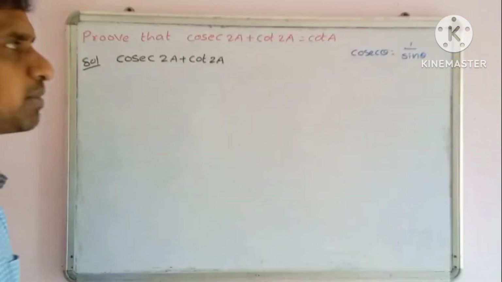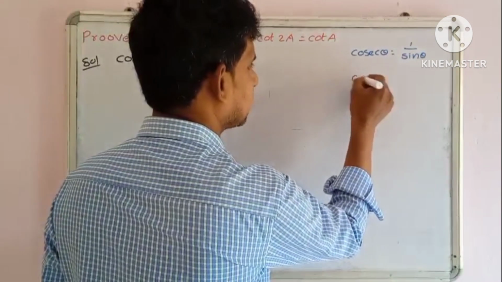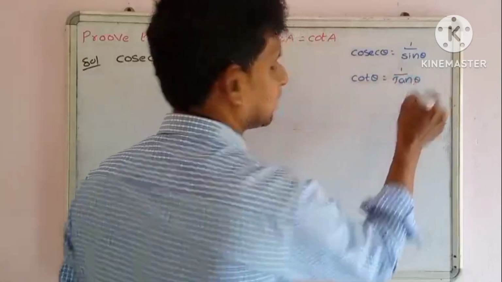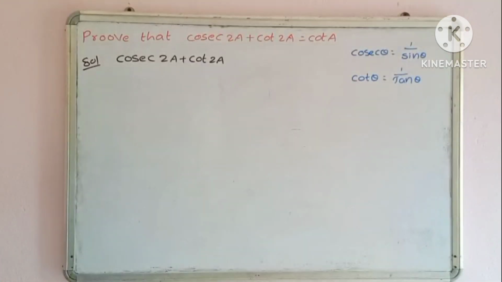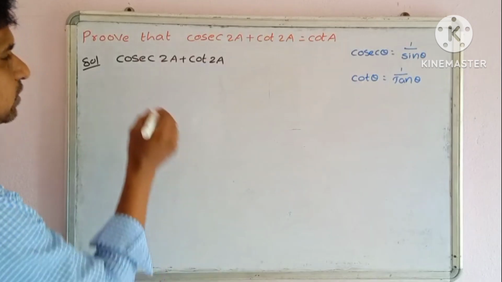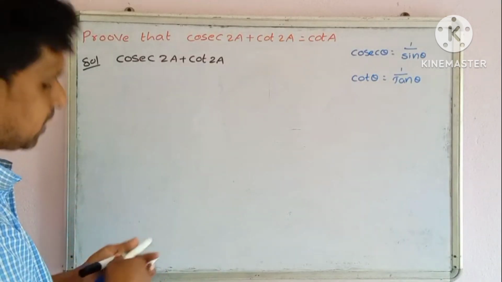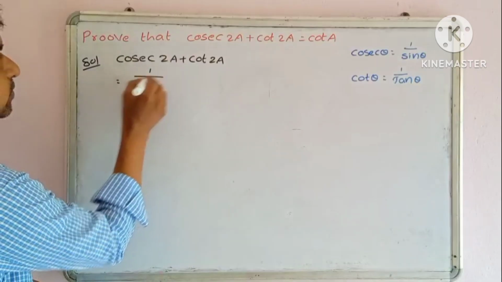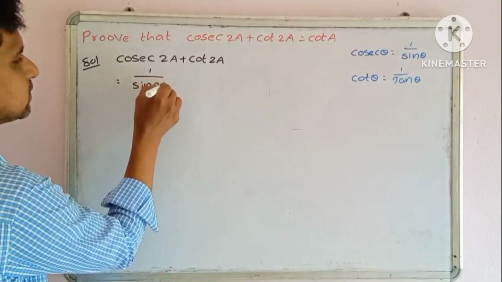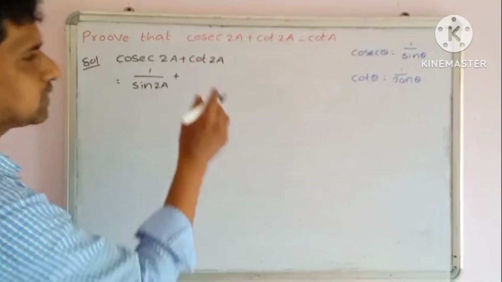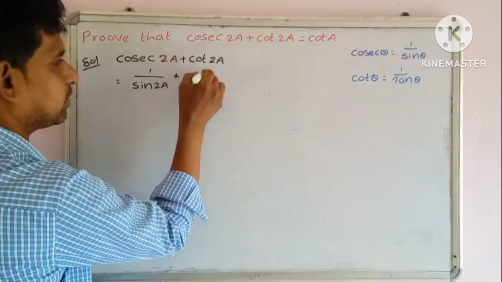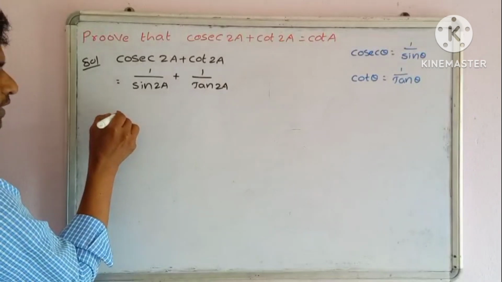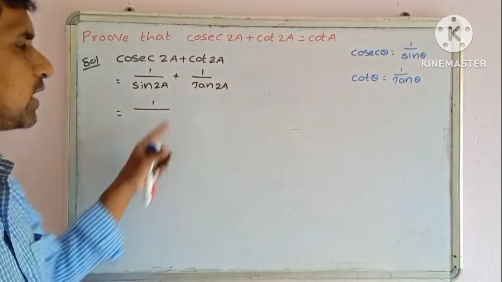Cosecant theta is 1 by sin theta, and cot theta equals 1 by tan theta. So cosecant 2a plus cot 2a: cosecant 2a means 1 by sin 2a, and cot 2a means 1 by tan 2a. So that equals 1 by sin 2a.